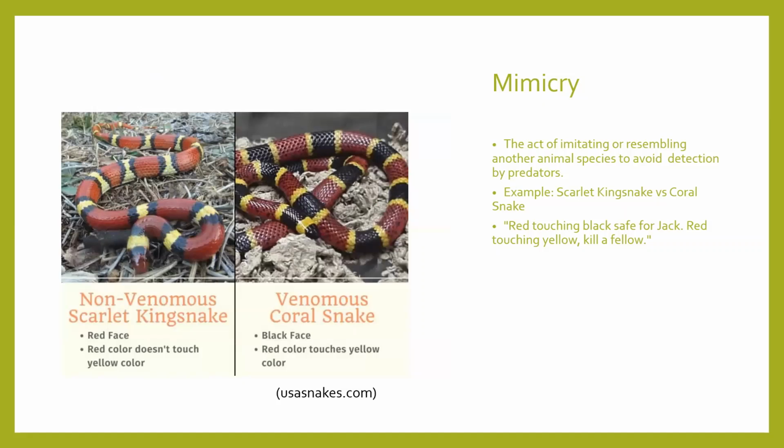Batesian mimicry occurs when a harmless species, in this case the scarlet king snake, has evolved to take advantage of a visual cue given off by another species, the coral snake, that has chemical defenses. This is advantageous for the king snake because by resembling a toxic species, the king snake tricks a predator into thinking they're toxic, thus avoiding being attacked.